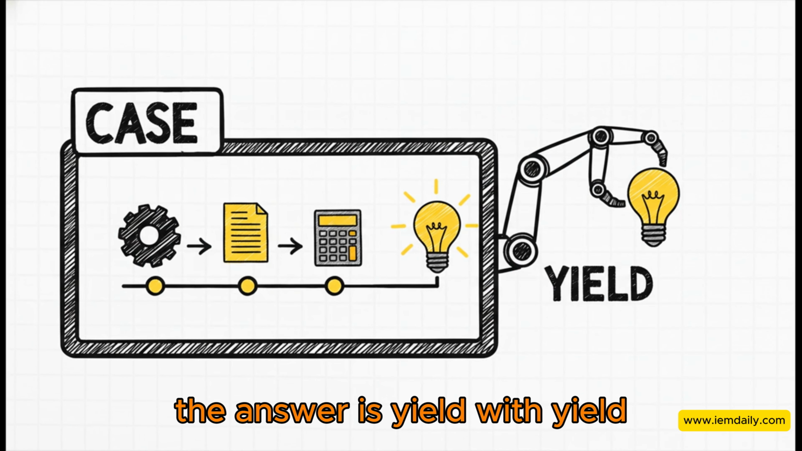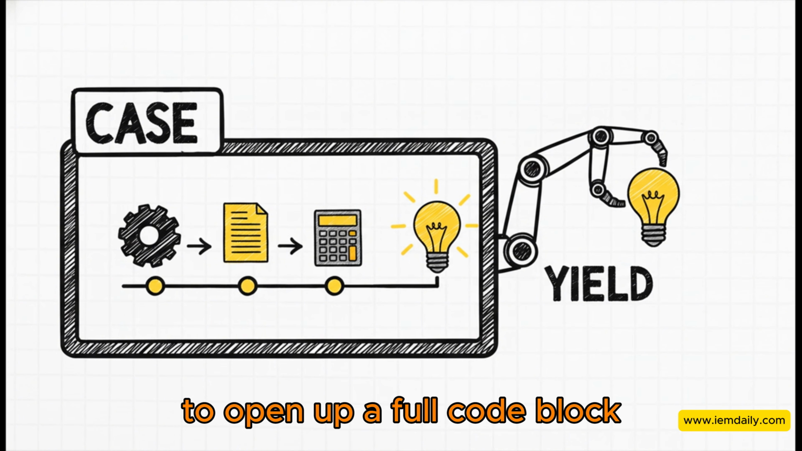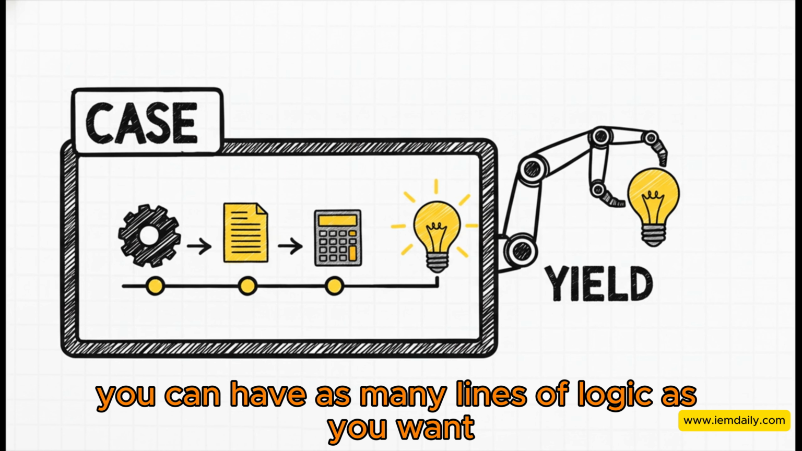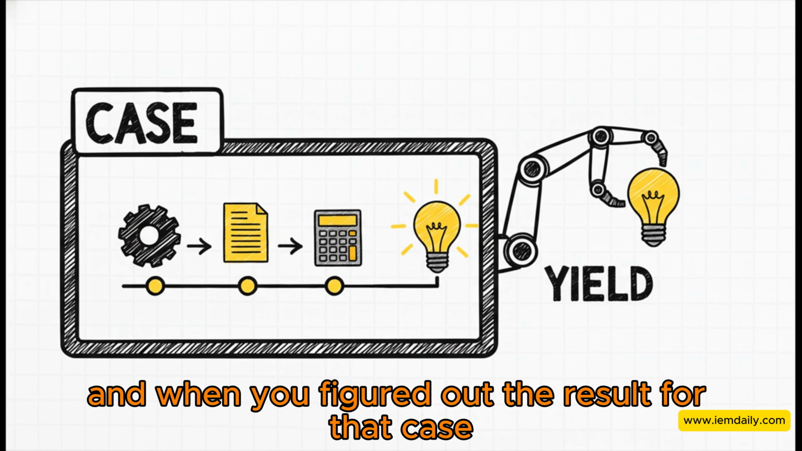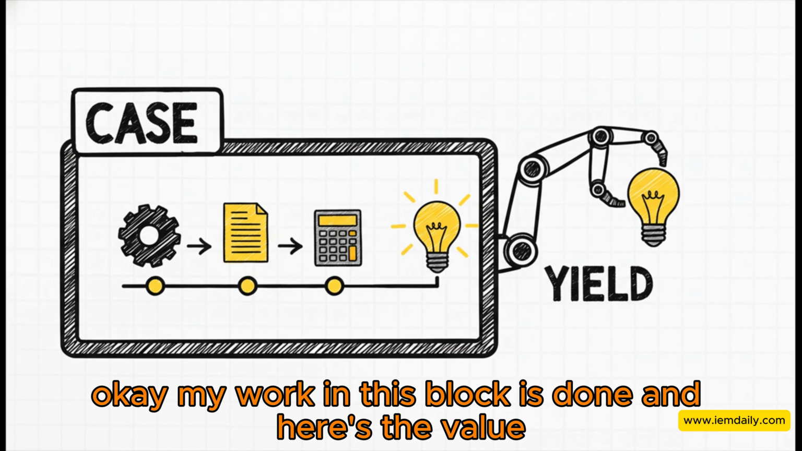The answer is yield. With yield, you can use the familiar colon to open up a full code block. Inside that block, you can have as many lines of logic as you want, and when you've figured out the result for that case, you just use yield to return it. Yield is basically saying, okay, my work in this block is done, and here's the value.